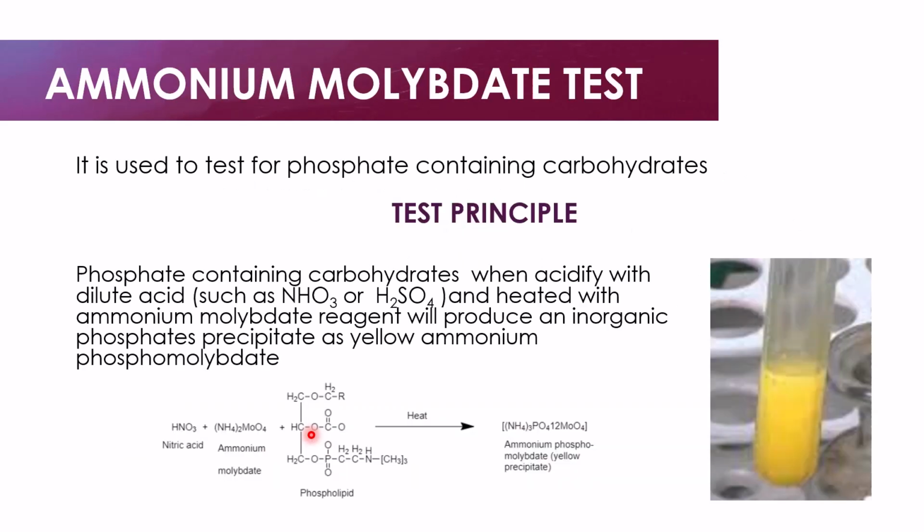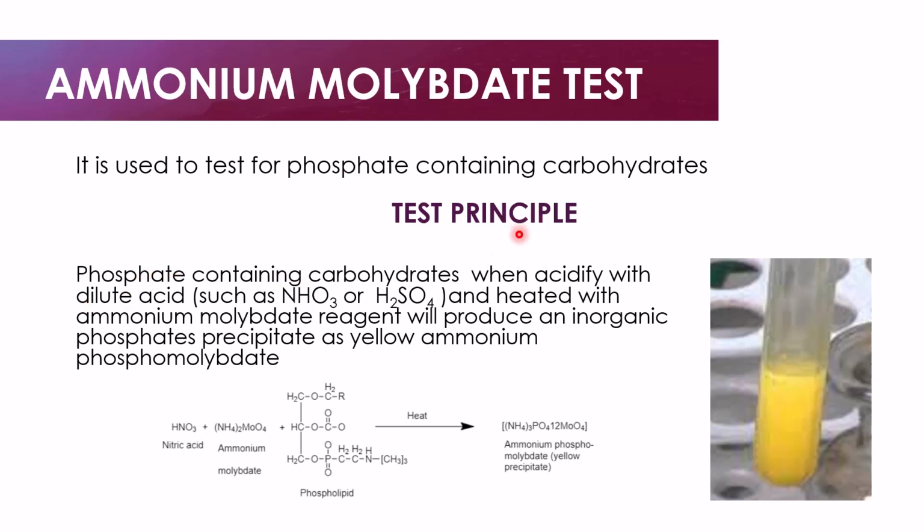Ammonium molybdate test. The ammonium molybdate test is used to test for phosphate-containing carbohydrates. So let us look at the test principle.